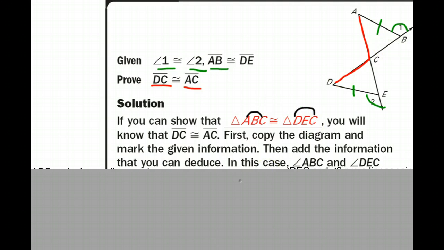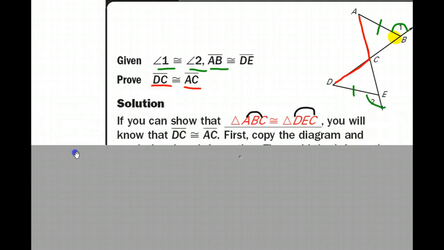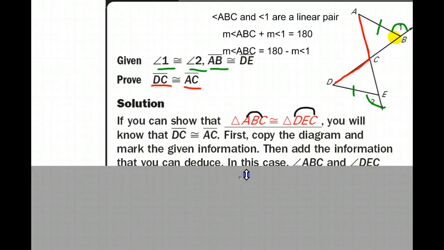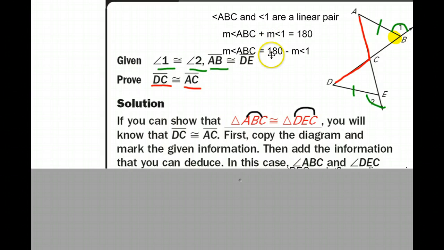So what we can notice about angle ABC, which is this angle, is that angle ABC forms a linear pair with angle 1. And if angle ABC forms a linear pair with angle 1, then that means that the measure of angle ABC plus the measure of angle 1 is equal to 180, or the measure of just angle ABC by itself is equal to 180 minus the measure of angle 1.